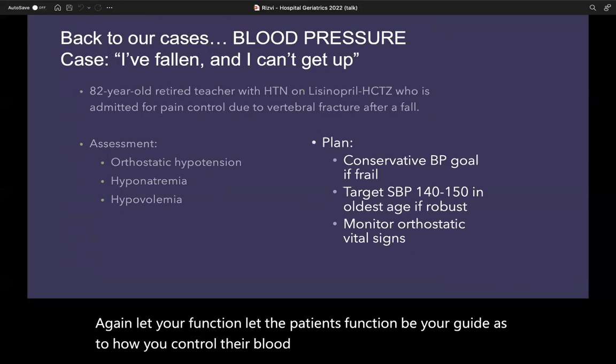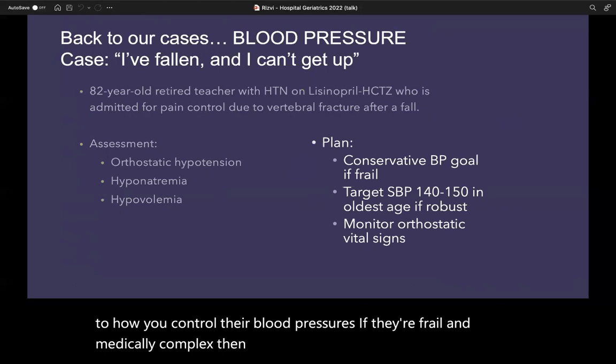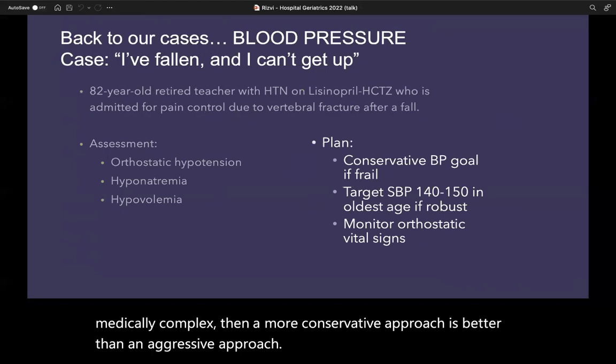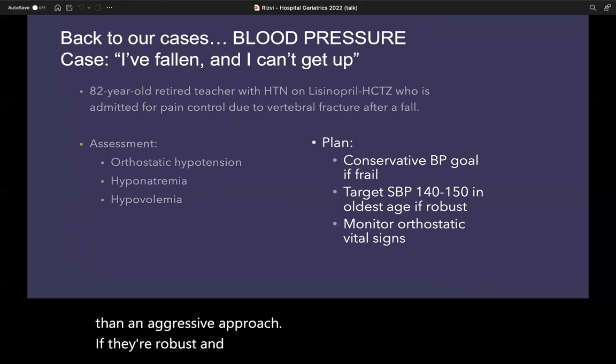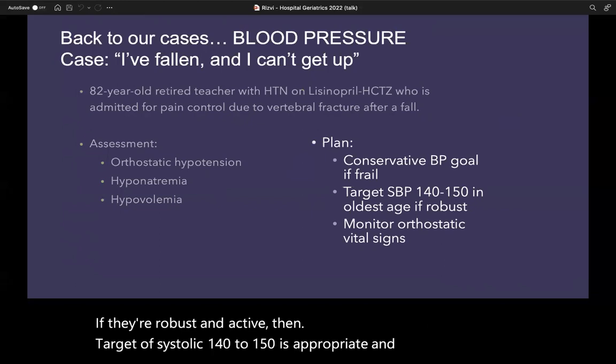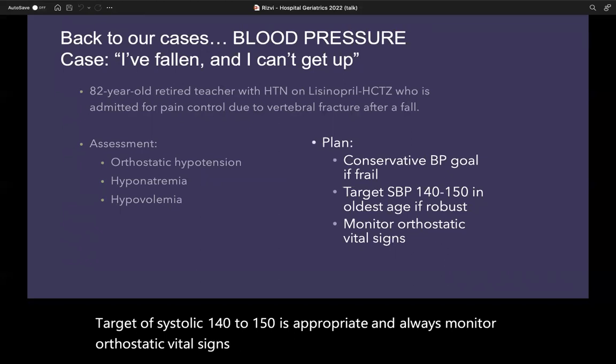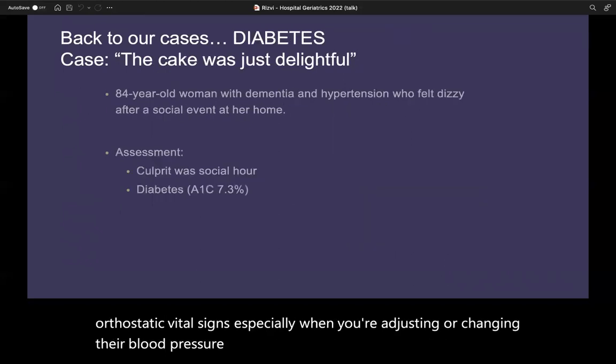If they're frail and medically complex, then a more conservative approach is better than an aggressive approach. If they're robust and active, then a target of systolic 140 to 150 is appropriate, and always monitor orthostatic vital signs, especially when you're adjusting or changing their blood pressure medications.